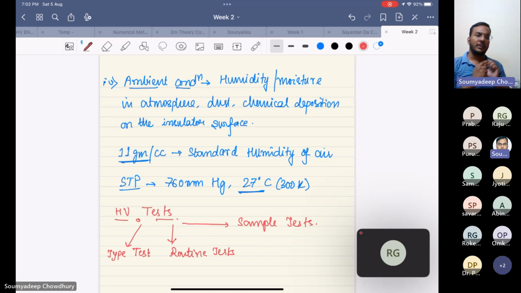So what are the different routine tests? The first is a mechanical test to test the mechanical strength of that insulator. Then we have the electrical test to test the voltage withstand capability of the insulator. Then we have a visual inspection test.